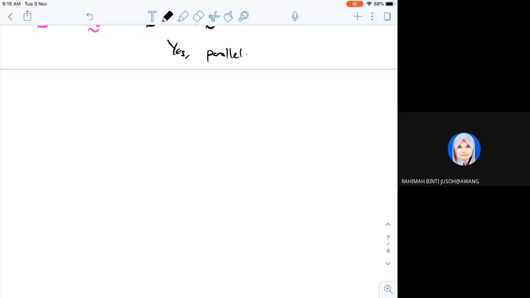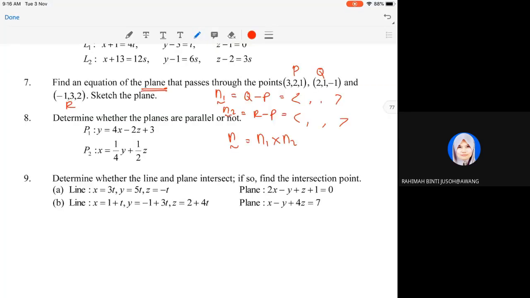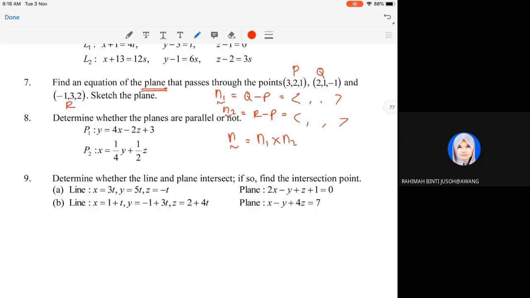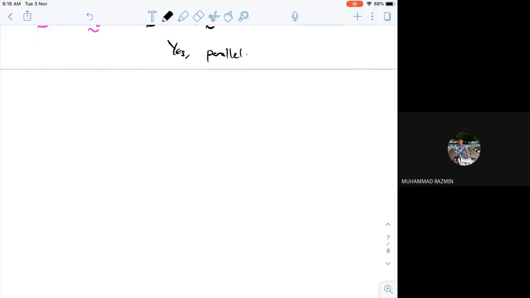Okay. So question number 9. Determine whether the line and plane intersect. If so, find the point of intersection. Okay, pick line A or line B. Want me to solve? Pilih 9A ke 9B? B. B, okay, B. Susah sikit B kan? Okay, question 9B.